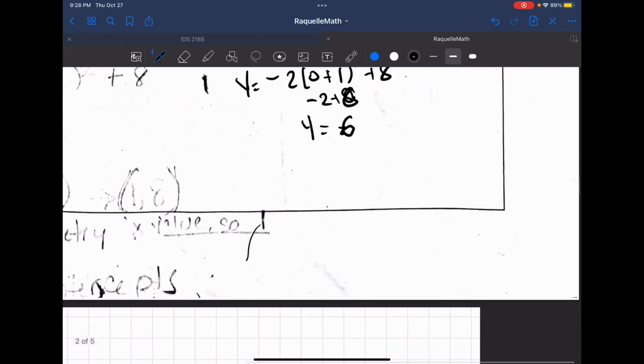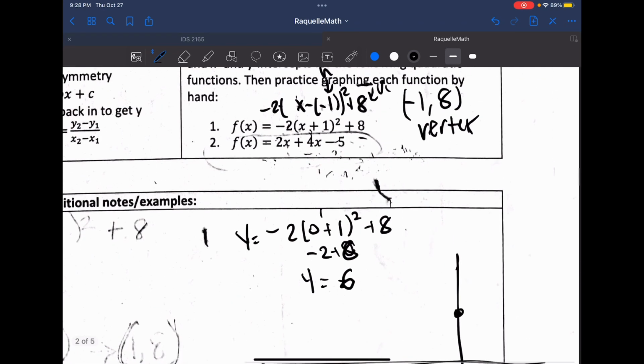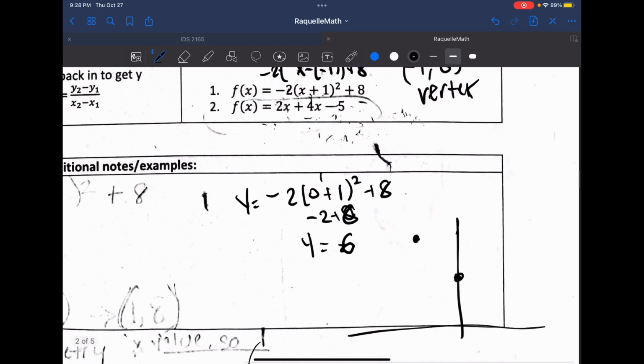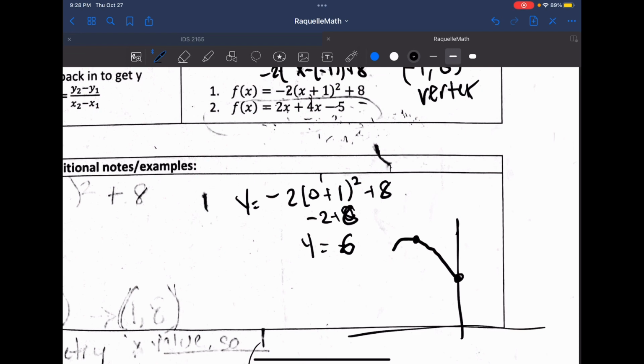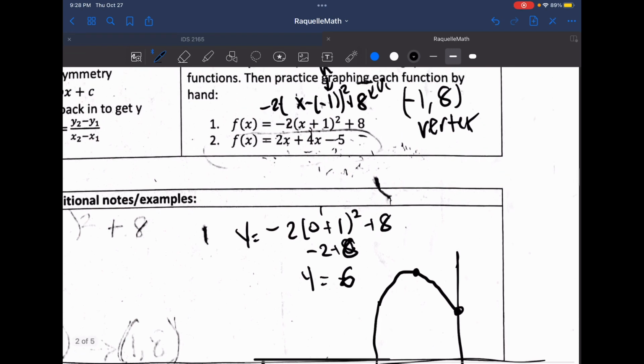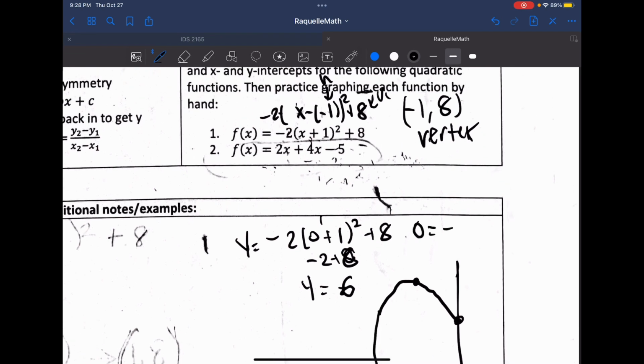positive 6. So on a graph that I will roughly sketch, we have 6 here, and then we have this as 8. So we can already tell that this is probably going to be a maximum point. However, let's find the x intercepts though. So find x when y equals 0. So you get negative 2 times x plus 1 squared plus 8. Then to do this, you subtract 8 on each side. So negative 2 times x plus 1 squared equals negative 8. Then divide by 2.